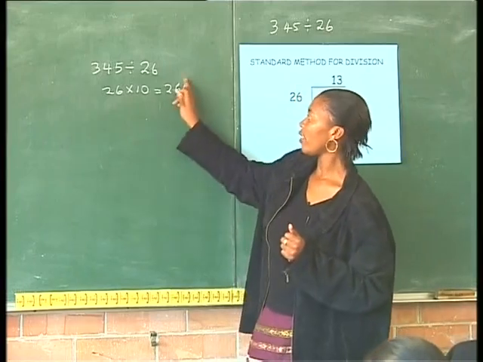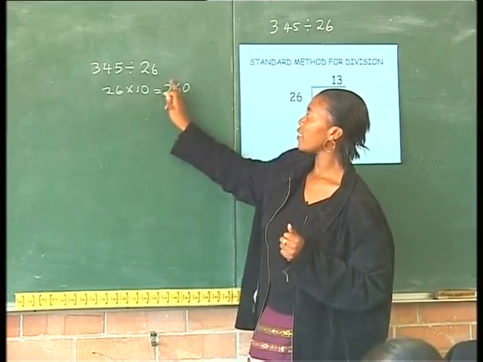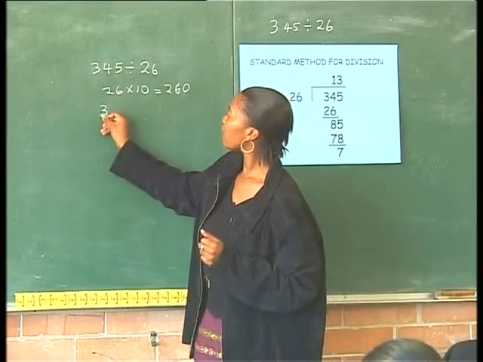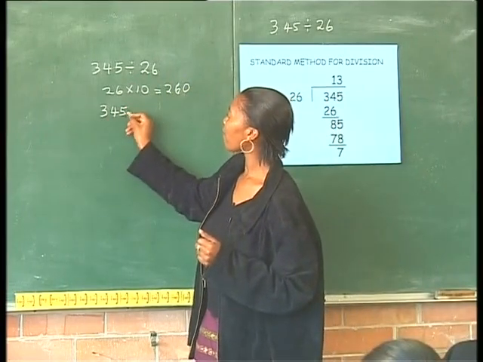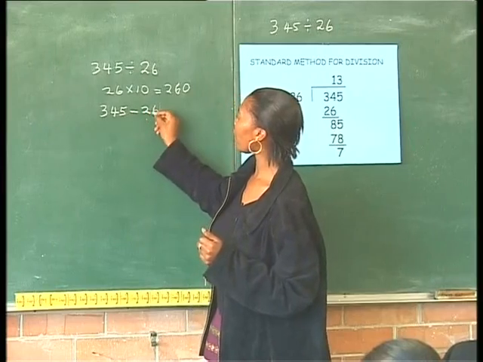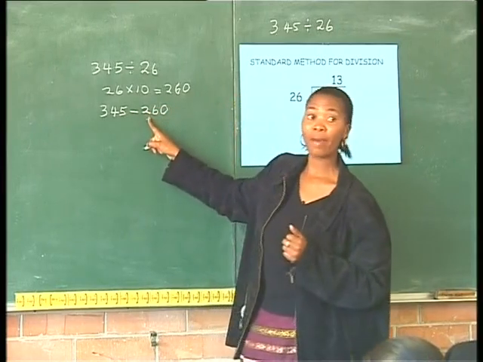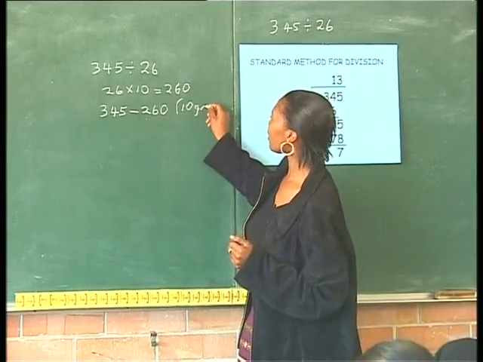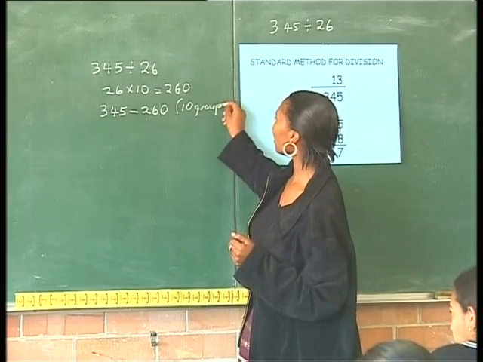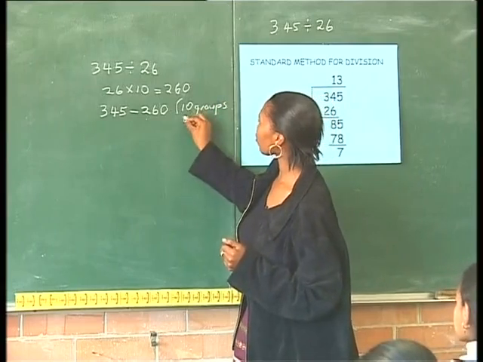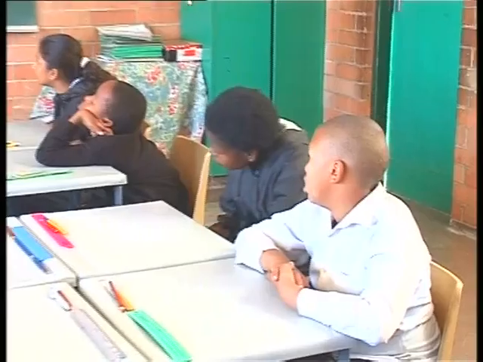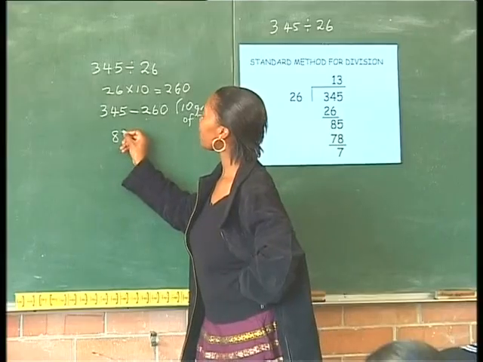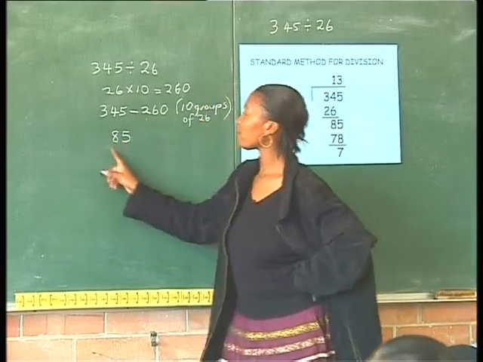260. Now let's take this 260 and minus it from 345. So we say 345 minus 260. And remember, how did we get this 260? It is the 10 groups of the divisor because we multiplied it by 10. So it's 10 groups of 26. 345 minus 260 will be 85. So now we are left with 85.